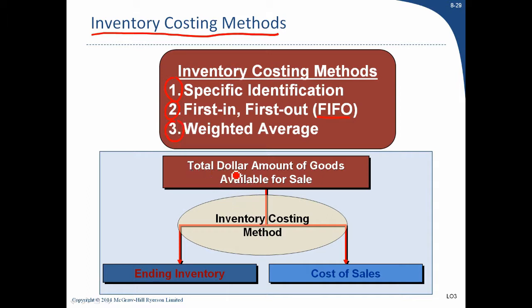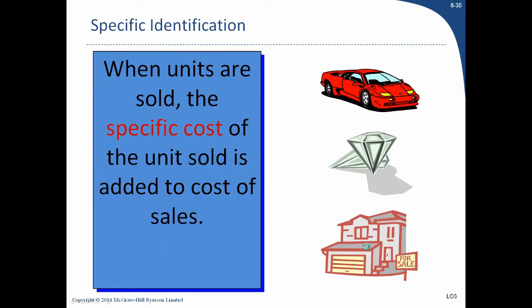So again, the total dollar amount of goods available for sale, we start with this number here. Based on the inventory costing method, it determines how much moves to ending inventory and how much moves to cost of sales. Okay. The specific identification method is kind of the most logical, straightforward method, and it's usually used for big ticket items. So cars, jewelry, houses.